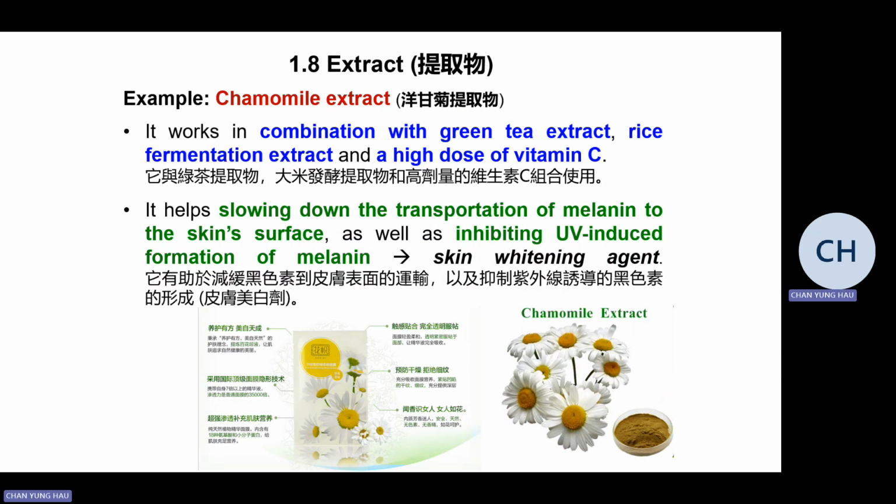The next is the chamomile extract. Chamomile is also commonly used in cosmetic products. It works in combination with the green tea extract and rice fermentation extract. It has a high level of vitamin C, so again it has an antioxidant effect. It also helps to slow down the transportation of melanin to the skin surface and can inhibit the UV-induced formation of melanin. As a result, the chamomile extract has a skin whitening effect.